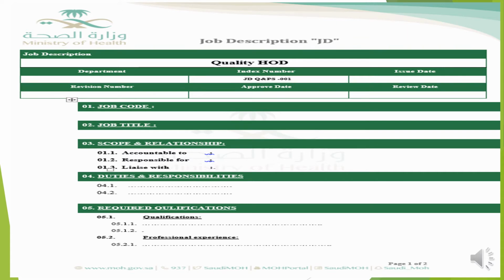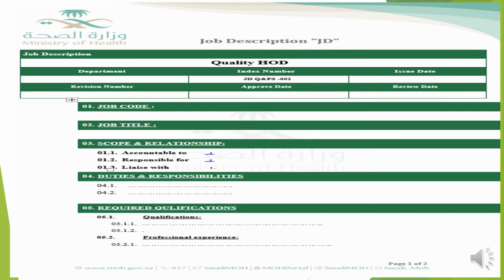For example, if you said that the issue date is June 1, 2021, so the revision date will be May 30, 2023, if it's 2 years, or 2024 if it's 3 years. Approved date, it should be approved by the hostel director, or if there is a committee to approve the job description, when they have to approve it.